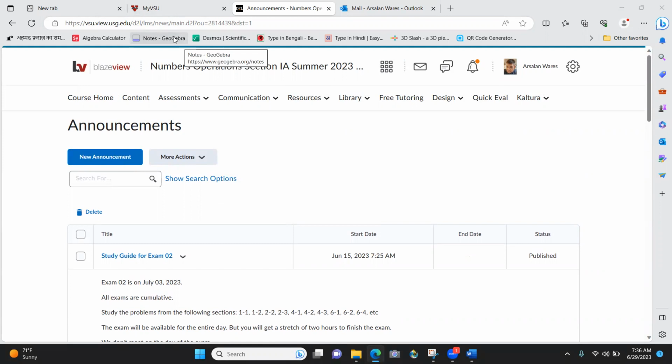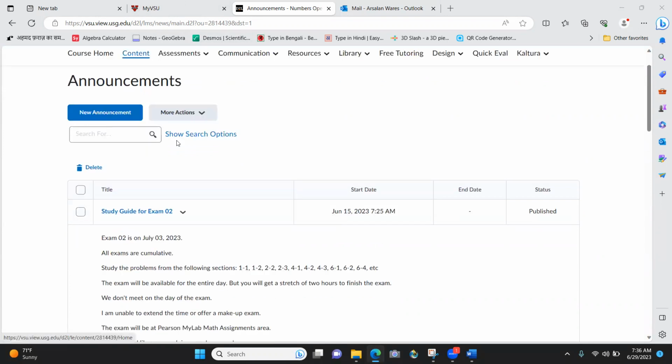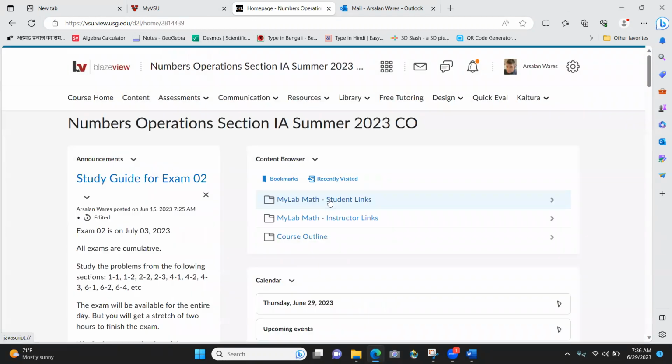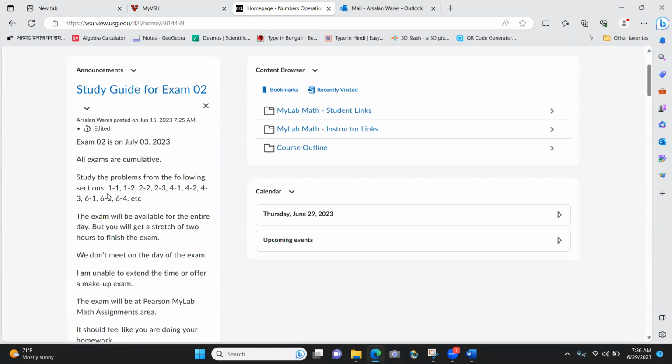So the study guide is here. Remember, all exams are cumulative. So let's go read it. The sections we will cover are 1.1, 1.2, 2.2, 2.3. These two sections are about sets. And chapter 4 is about fractions, three sections from chapter 4.